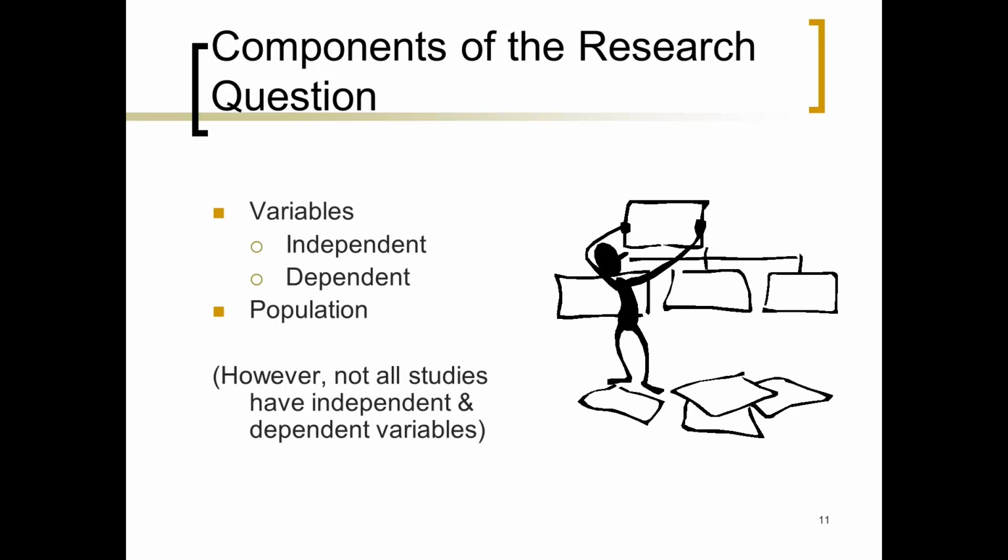We also want to figure out what our population is. Who are we looking at? In that case, we're looking at single moms who have children. But sometimes we might want to look at cancer patients. We might want to look at people who've been through stress or had surgery or something like that.